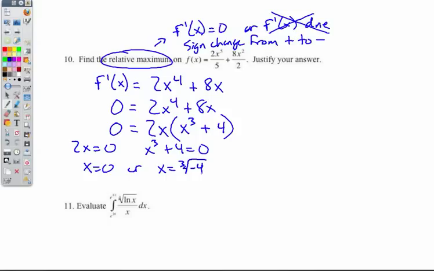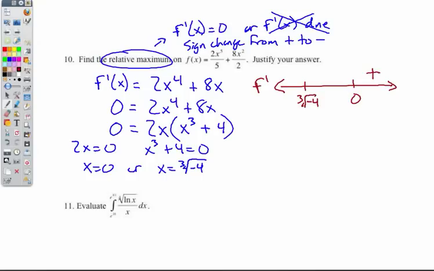To test for the sign change, we want to look at a number line for f prime. On this number line, we're going to put down the cube root of negative 4, and we'll put down 0. We're looking for a sign change from positive to negative. Now, to fill in the signs, choose a value that's somewhere in between these. For instance, for a value bigger than 0, maybe I just choose 1. I plug it into the derivative 2x to the 4th plus 8x, and that's definitely going to be positive. So I'll mark that as positive.